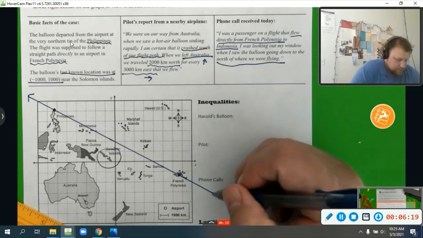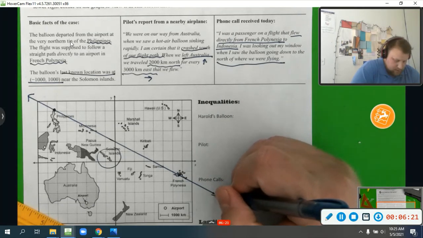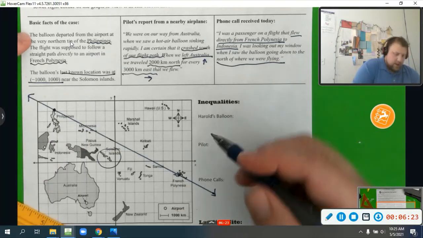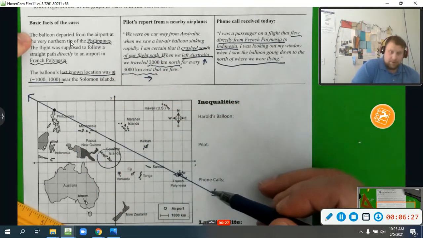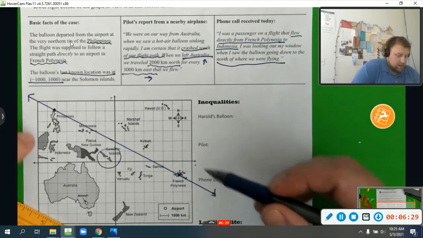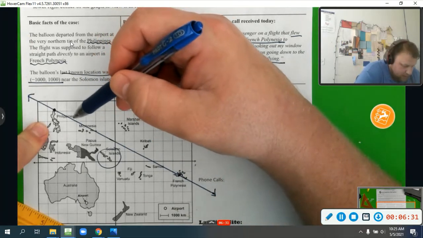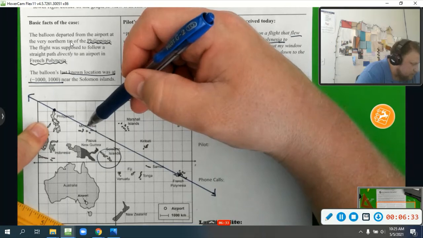And this is the balloon. This is the balloon facts. The balloon departed, so it was supposed to go here. Here's the problem. Are you ready for this? Well, let's just look at this too. Do we have any lattice points we can kind of latch onto?